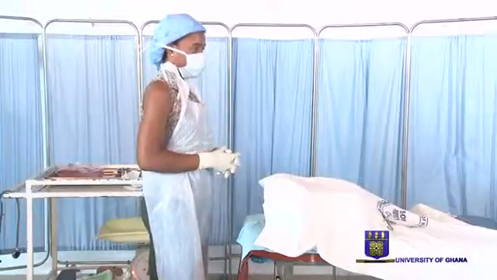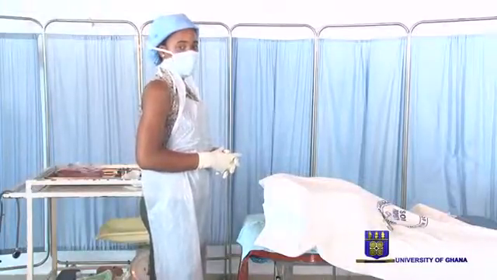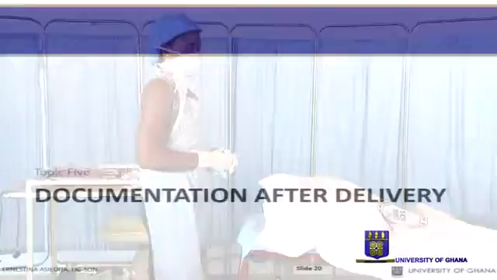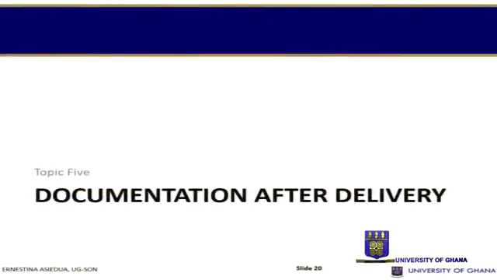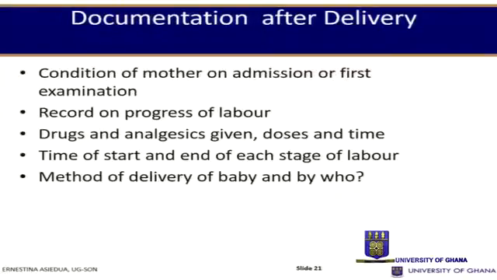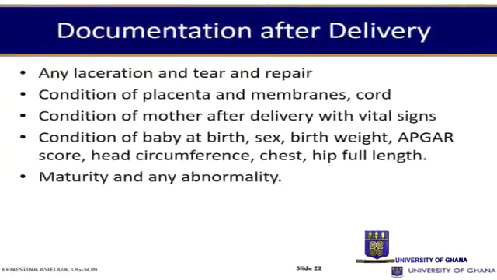Now we've delivered the third stage. We want to look at our documentation. We have had a quick examination of the placenta, but we'll be examining the placenta after cleaning the woman. We want to look at our quick documentation, then you go back to re-examine the placenta. So the condition of the mother on admission or first examination, we have recorded on the progress of labor, the drugs, any analgesics that were given, the start and then the end of it, the method of delivery of the baby and who delivered the baby. All these things are in our documentation.